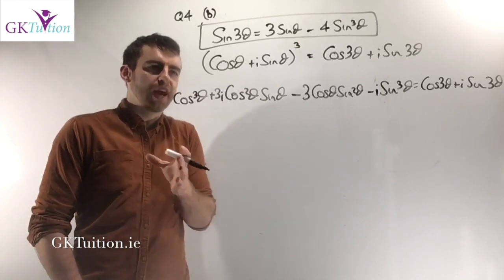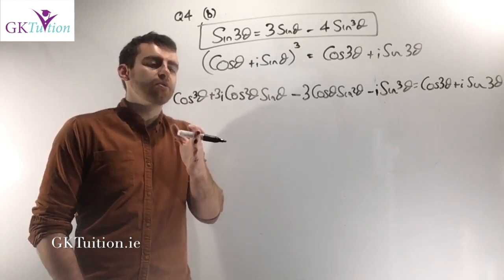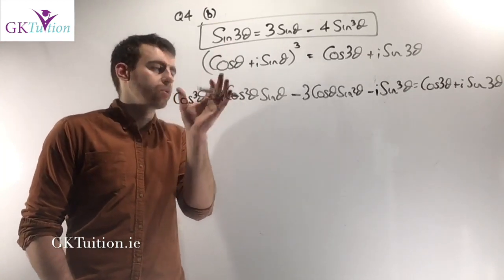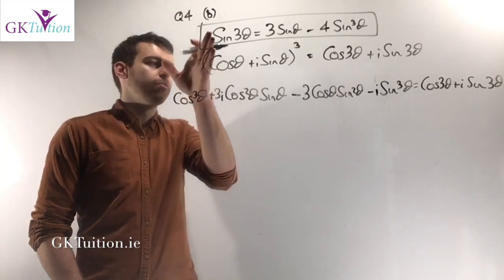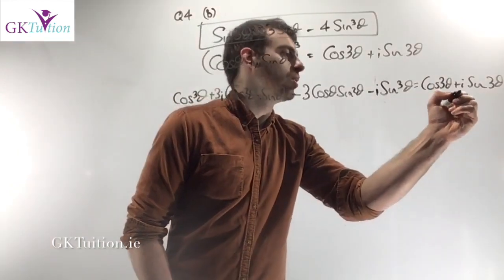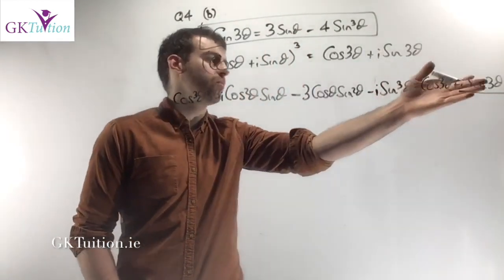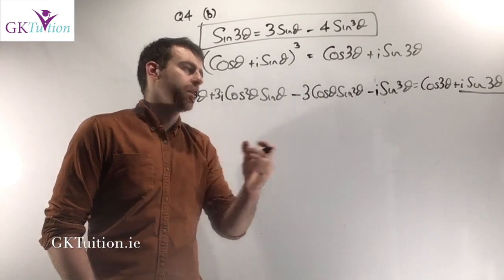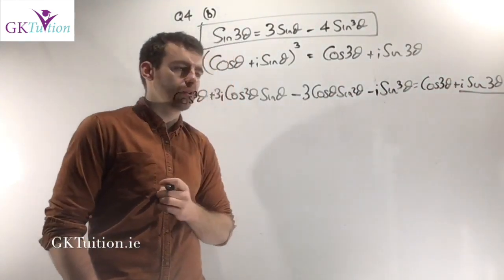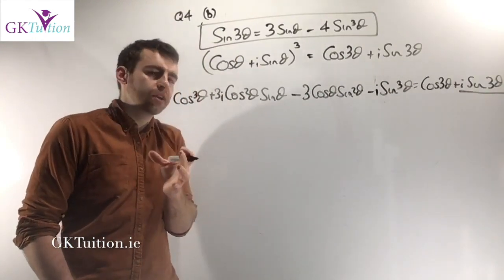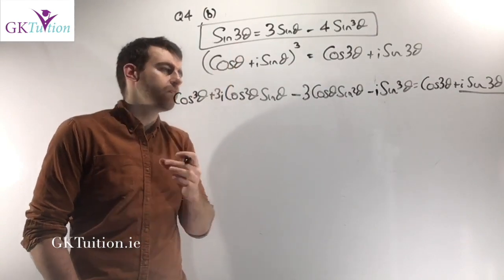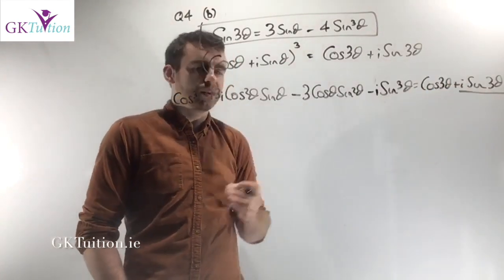Now, at this point, you have to figure out which proof you've been asked. If you were asked to prove cos 3θ equals something, then I'd be concerned with the real values. Because I've been asked to prove that sin 3θ is equal to something, I'm concerned with the sin 3θ. On the right hand side, the only term with a sin 3θ in it is the imaginary term. So I now know that I'm only concerned here with the imaginary terms.